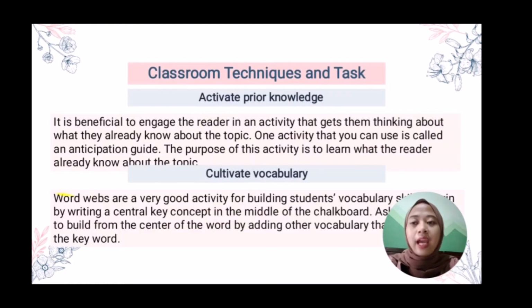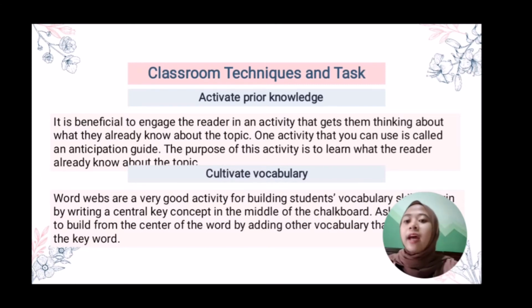Let's start with the A. Activate prior knowledge. It is beneficial to engage the reader in an activity that gets them thinking about what they already know about the topic. One activity that you can use is called an anticipation guide. The purpose of this activity is to learn what the reader already knows about the topic. You can ask 5 key questions about the concept of a reading passage based on the reading skill you are trying to develop.